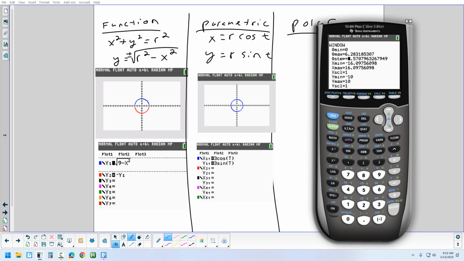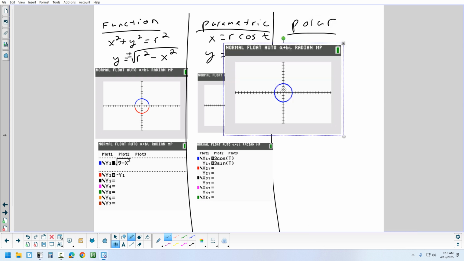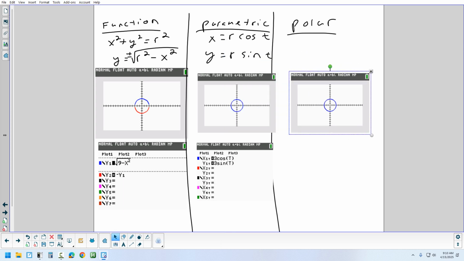That's not a good theta step. If you count, that's pi over 2. So if you go from 0 to 2 pi, counting by pi over 2, you're not going to get enough points. Let's do 0.05 pi, just like we did before. And hit graph. All right, so there's my graph. Again, it looks just like parametric.